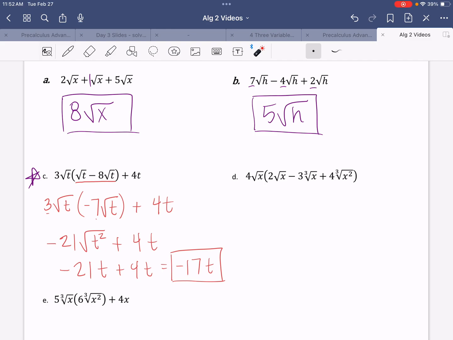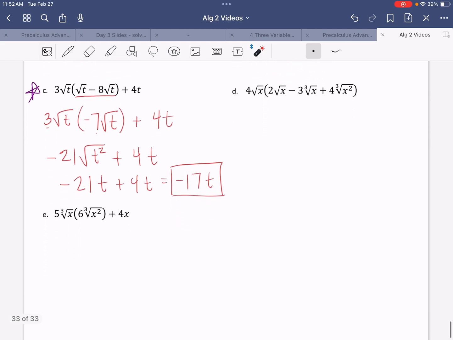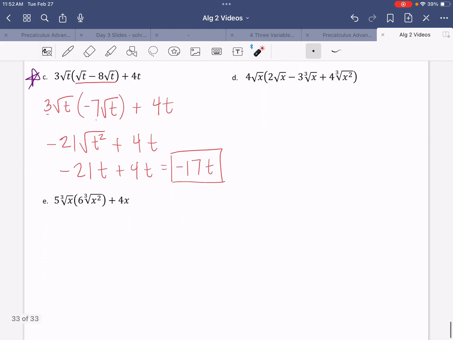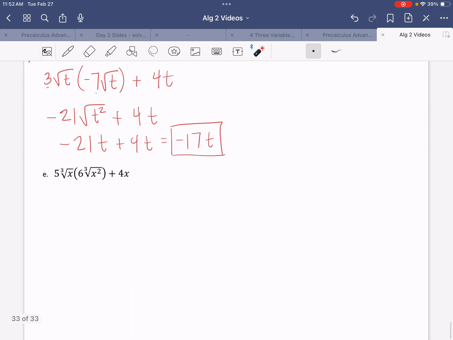Okay, let's do E, because it looks like the last one's a little bit of a monster, but we can do it. So I'm going to go a little bit quickly. You can always slow down the video if you want me to go slower, or speed it up if you want me to go faster. Okay, so E, and then we'll go over to D.